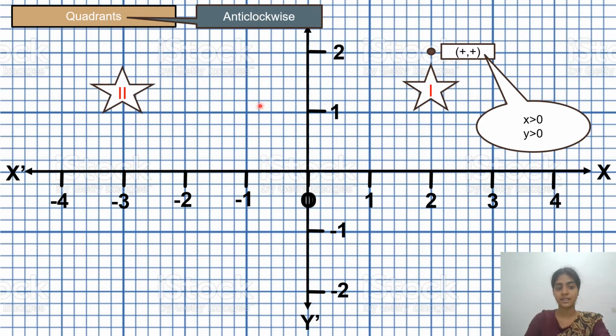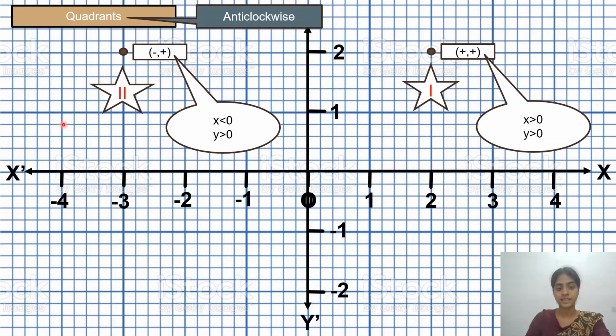And then second is this quadrant. It goes anti-clockwise, as you can see. And then this quadrant, any point will have negative and positive value. Negative x-axis value and positive y-axis value. Any point in the second quadrant will have negative x-axis value and positive y-axis value. Here x is lesser than 0 and y will be greater than 0.